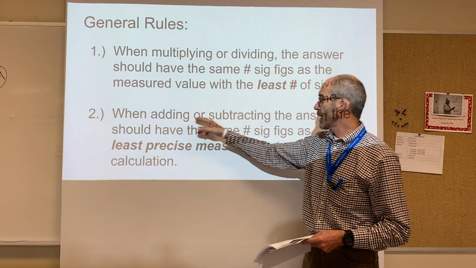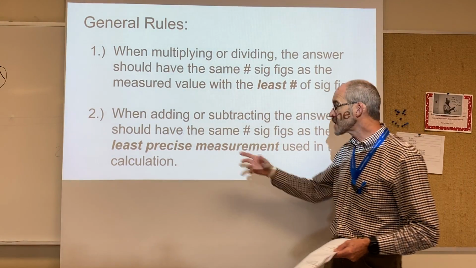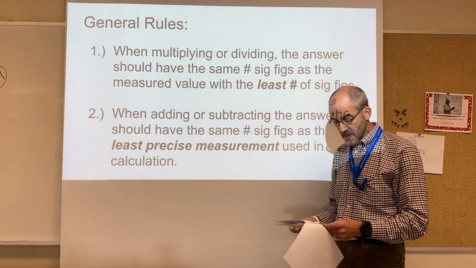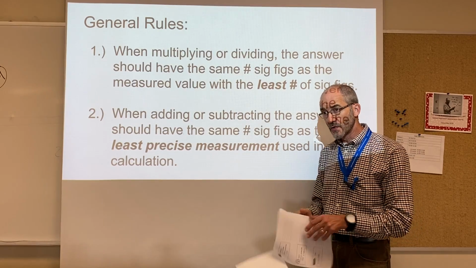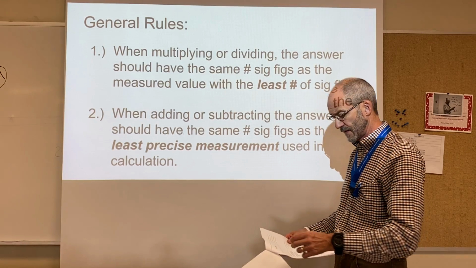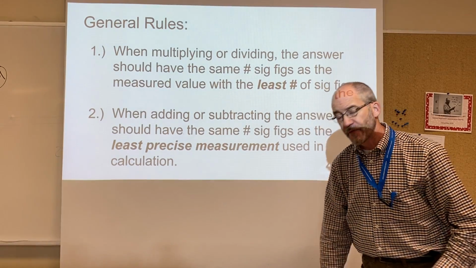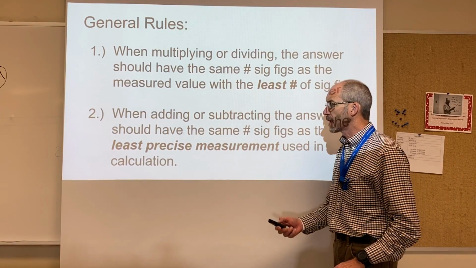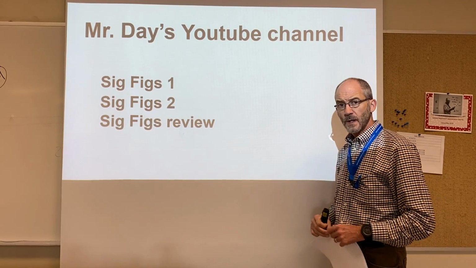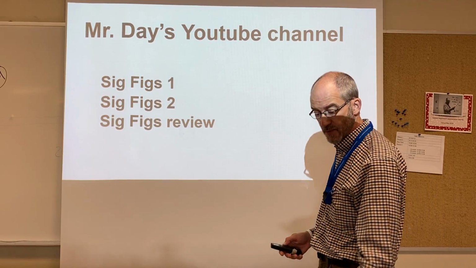Okay, when you add or subtract, the answer should have the same number of sig figs as the least precise measurement used in the calculation. Which once again, as I think you intuitively understand, the least precise measurement is going to have the least amount of sig figs, right? Okay. All right. Now, if there are some things here that you feel like you need to bone up on, don't forget that on the YouTube channel there's a sig figs 1, a sig figs 2, and a sig figs review available for you to watch as many times as you need to.